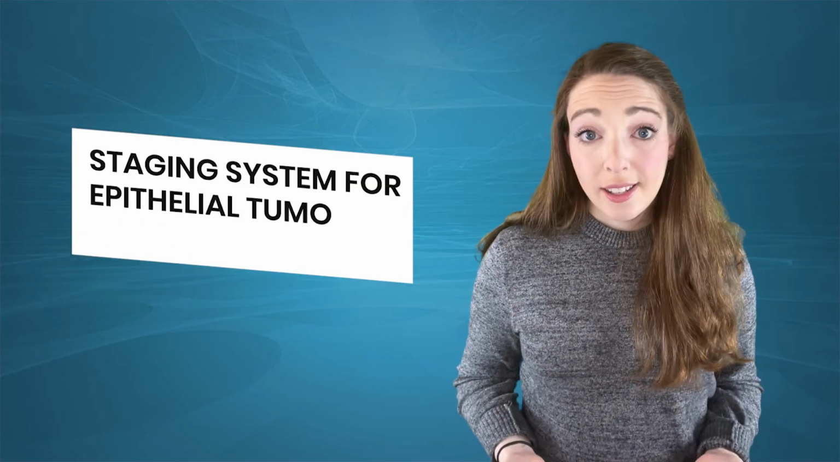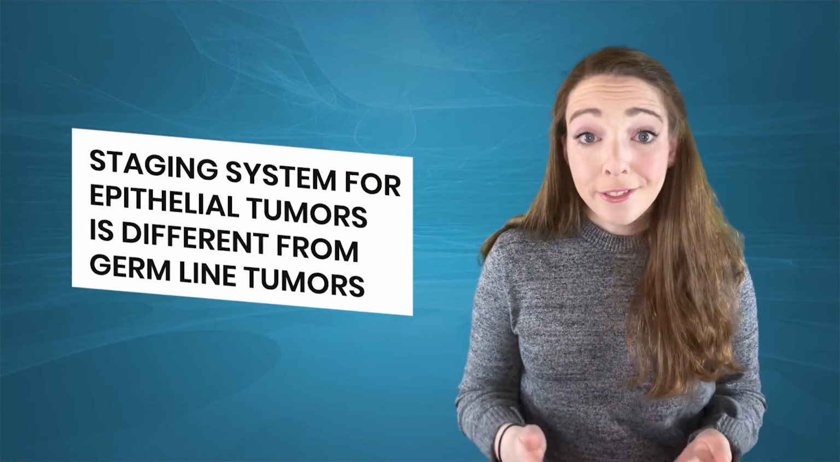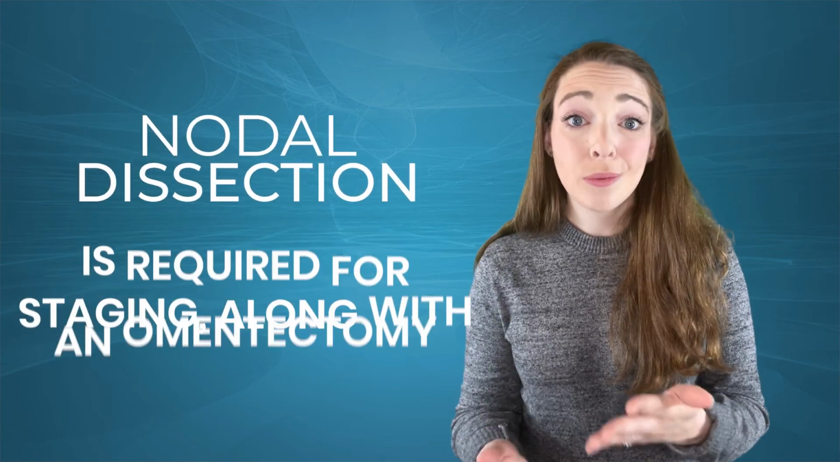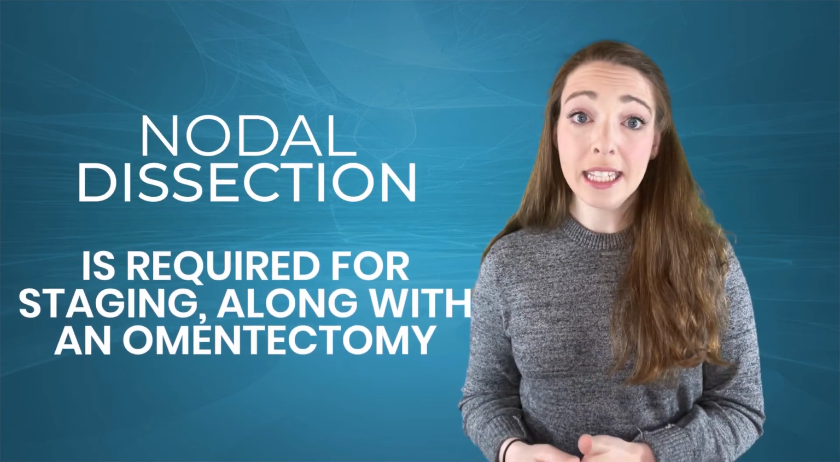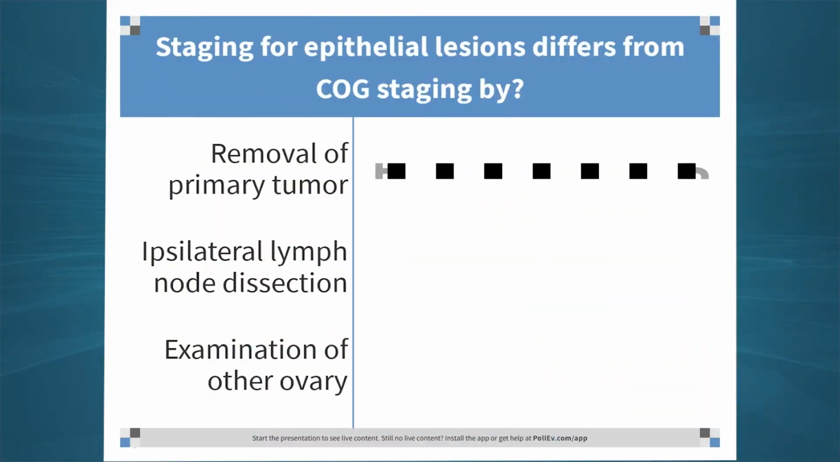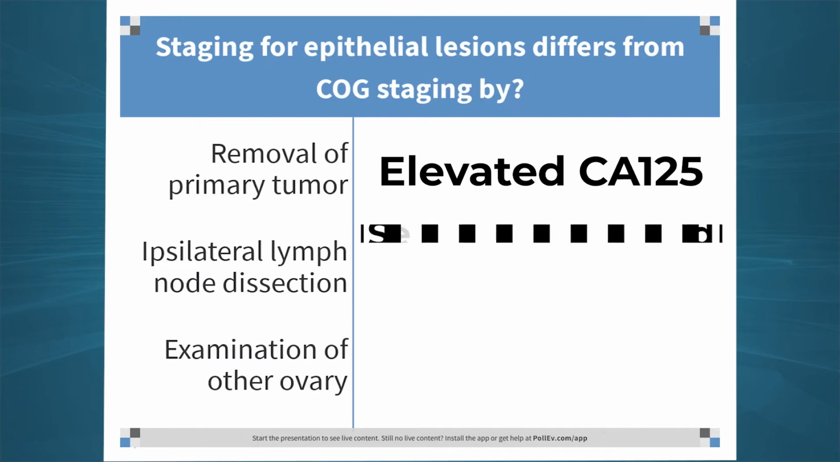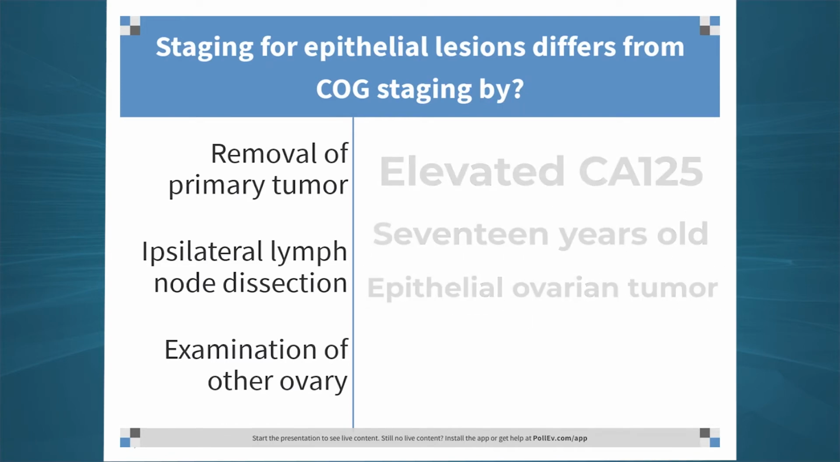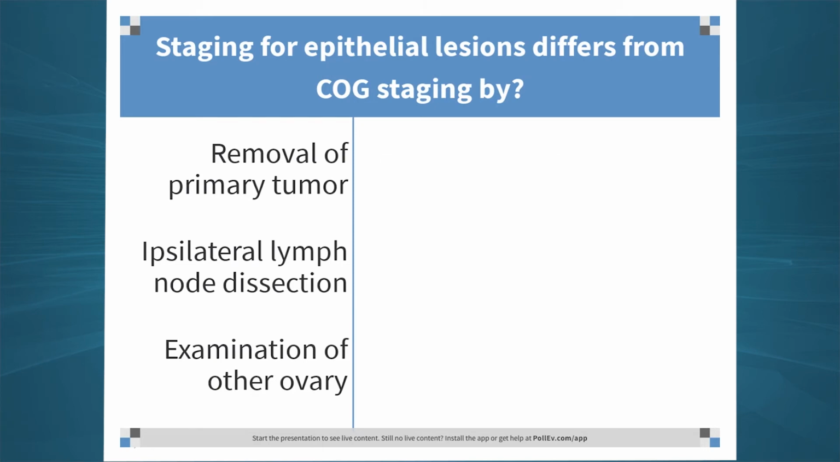The staging system for epithelial tumors, well, it's different from germline tumors. Mainly a nodal dissection is really required for staging of these, along with an omentectomy. If you have a patient who has an elevated CA-125, she's 17, we think she has an epithelial ovarian tumor, what are you going to do in terms of your operation?